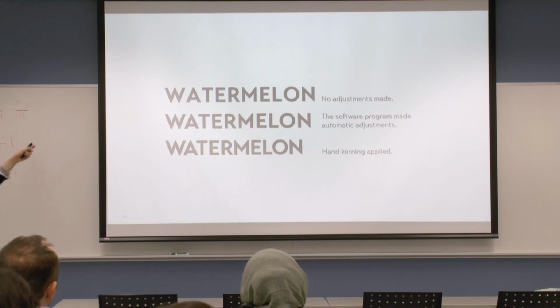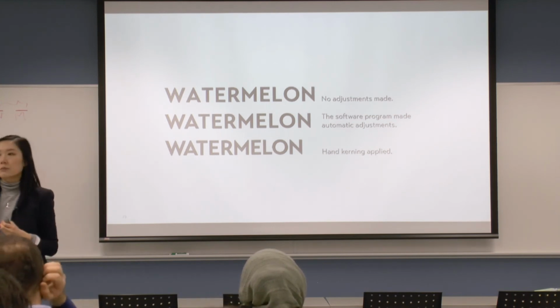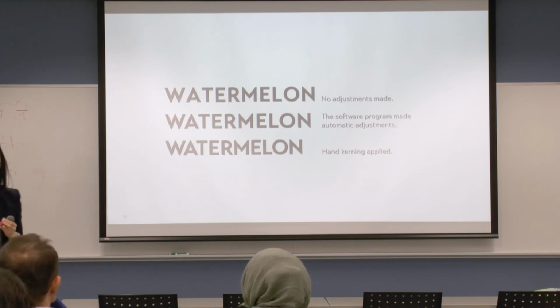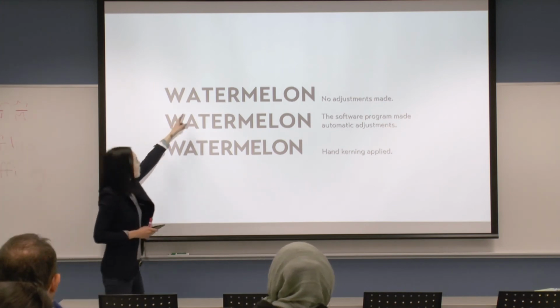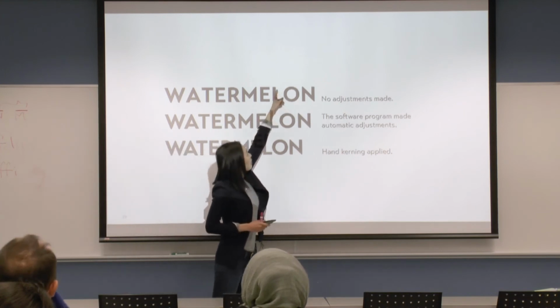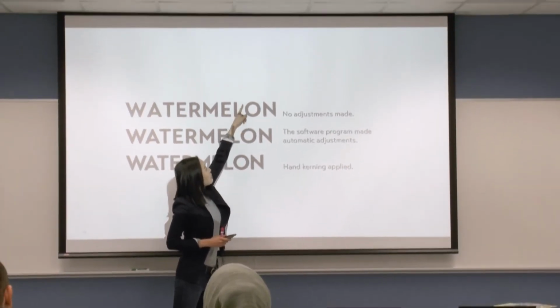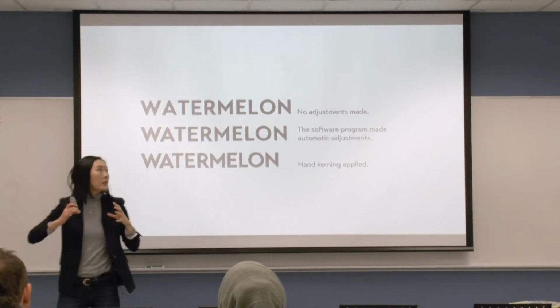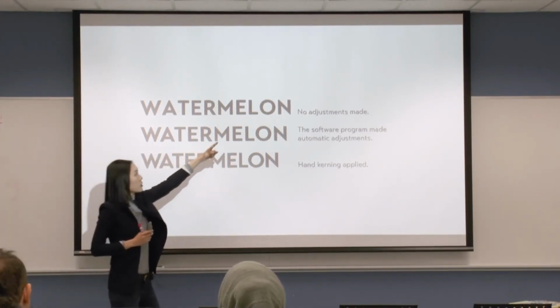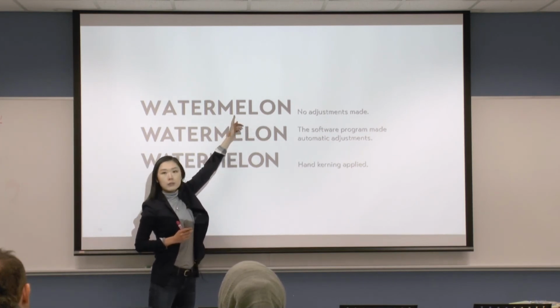Let's look at some examples. The first one is just how the program automatically sets my type. Those characters are placed exactly the same width apart. That's just auto, the way I typed it. But we have areas like that where the L, since there's a lot of space on this side and I have this rounded shape next to it, there appears to be a lot more space here than here.